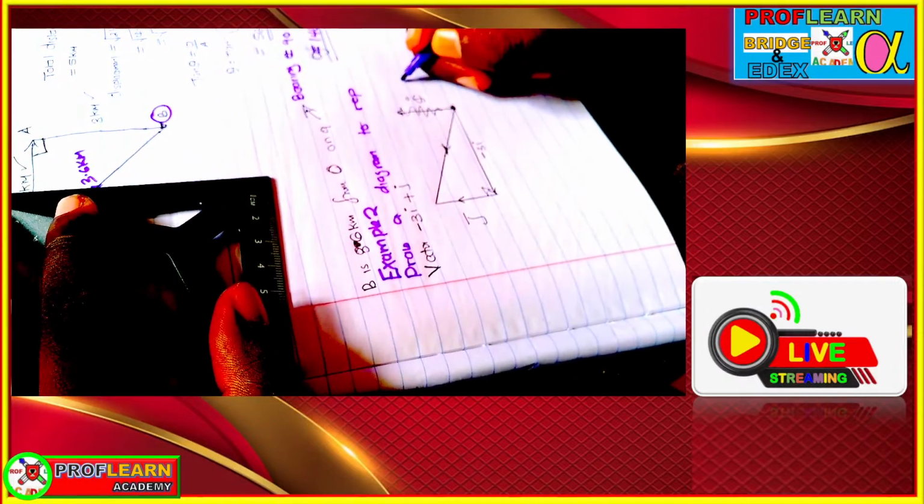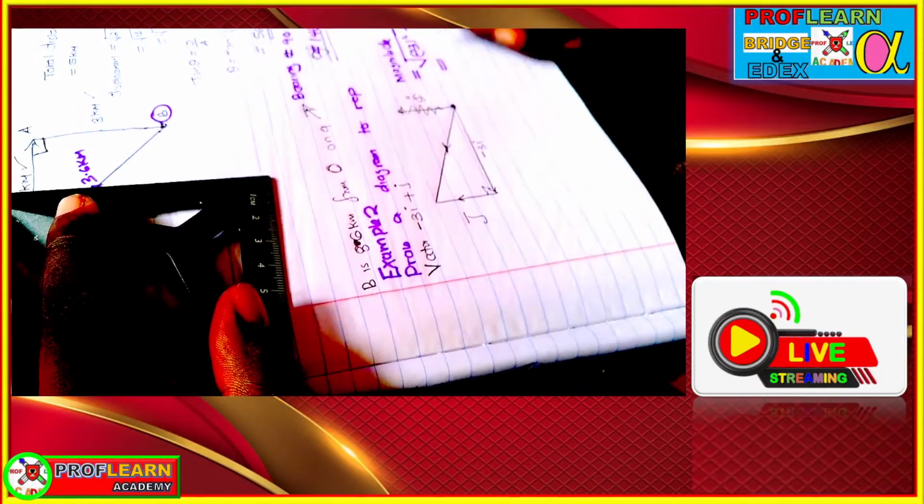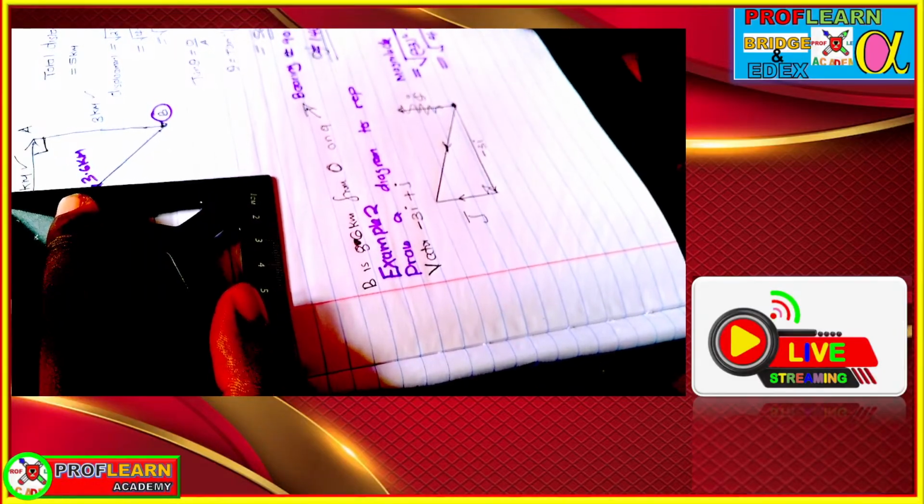If you are asked about magnitude, it is going to be equal to square root of minus 3 squared plus 1 squared, which is going to be equal to 4, and that's going to be 2.